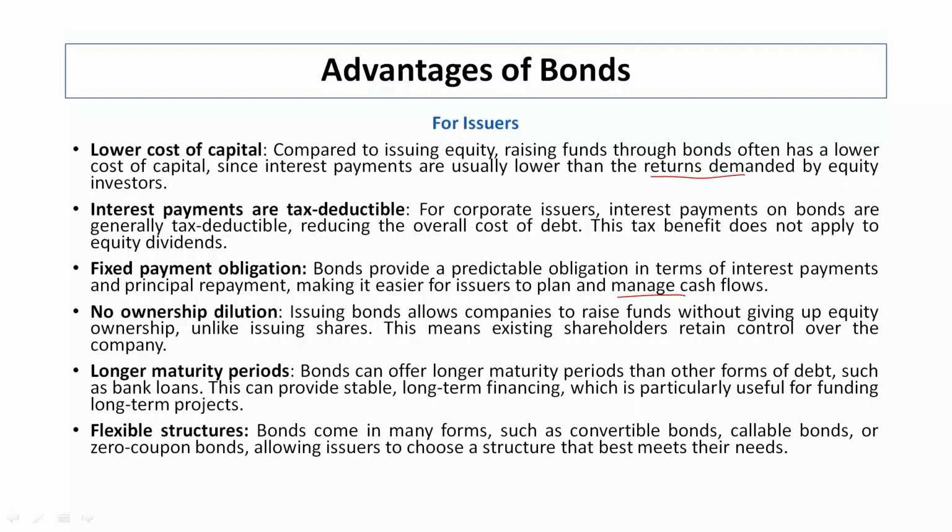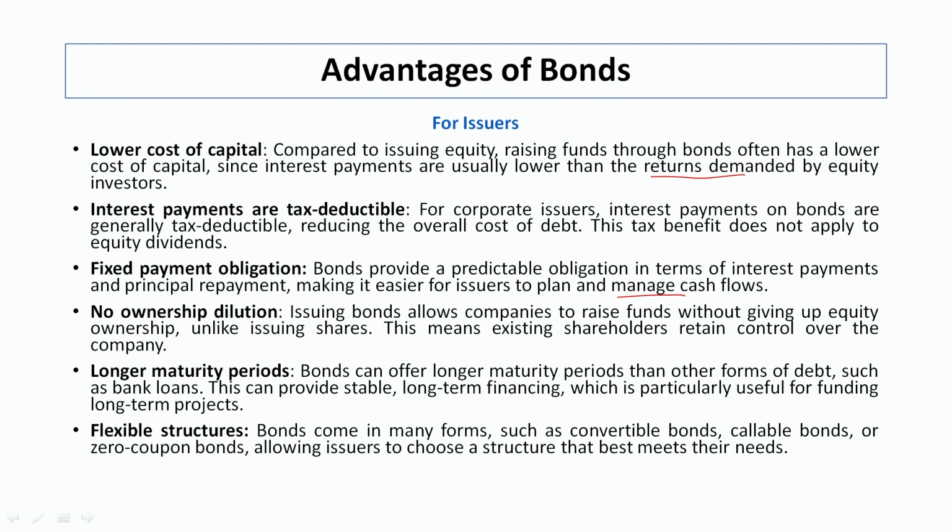No ownership dilution. In the case of equity, we issue shares in the market and we dilute the ownership, but in the case of bonds, the ownership is not diluted, because bonds are debt instruments and the debt holders have no rights in the management or in the ownership of the company. Longer maturity period: as compared to other financial instruments, bonds have a quite longer period, so that the company can plan accordingly and have a reserve for that, so that they can pay the interest regularly and pay the principal amount at the time of maturity.